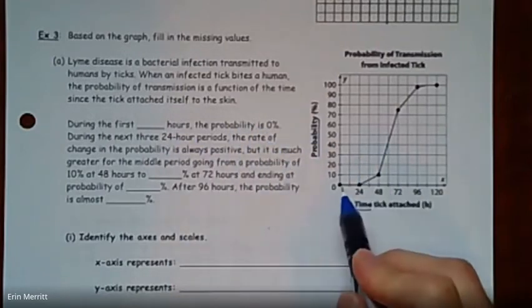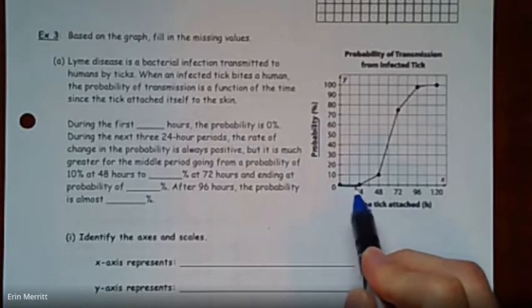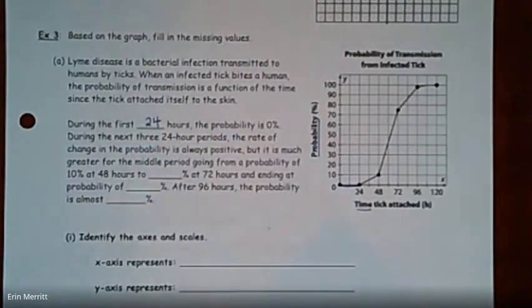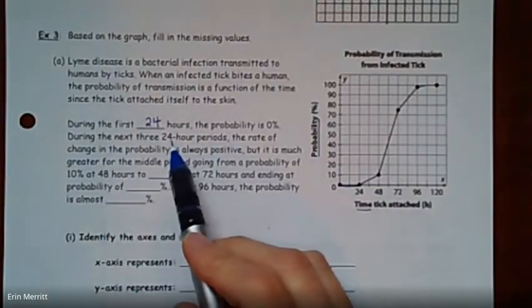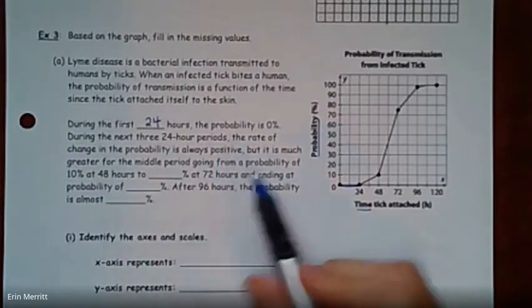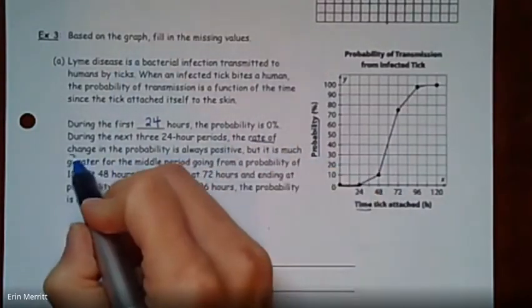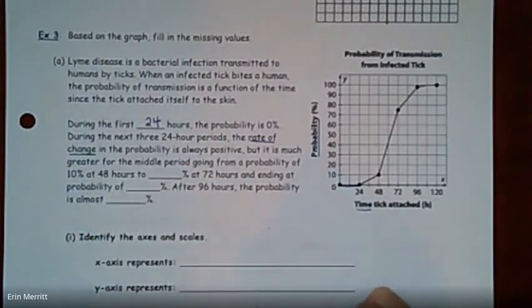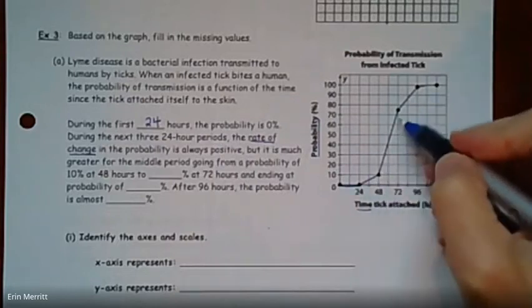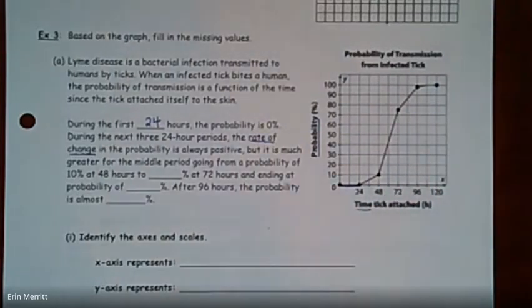So if I start the first 24 hours right here, it stays 0, which is actually a really good sign for us humans, that if you catch it in the first 24 hours, you have 0 worries, right? No probability of having Lyme disease. During the next 3 24-hour periods, the rate of change in probability is always positive. Remember, rate of change, or average rate of change, that's talking about the slope. So the rate of change, it's increasing. You see those positive slopes there.